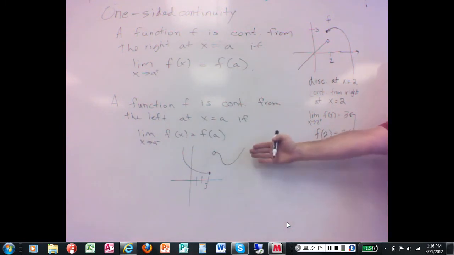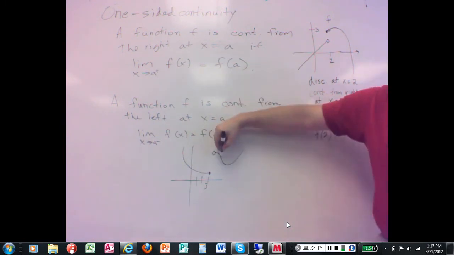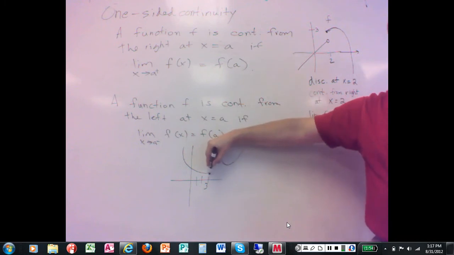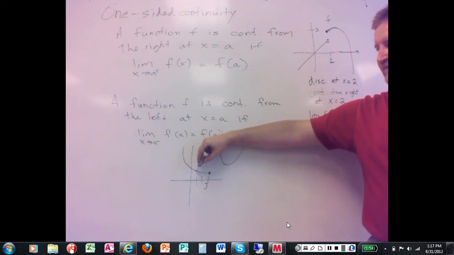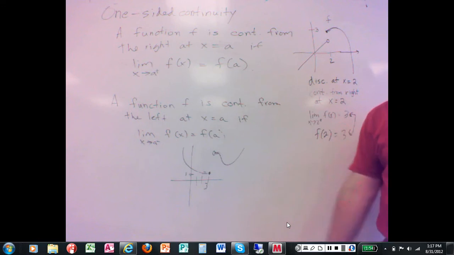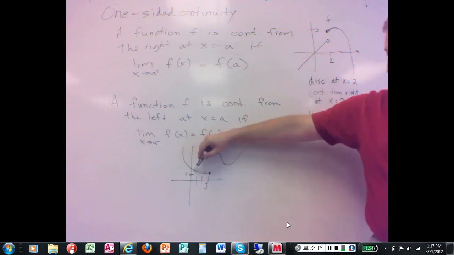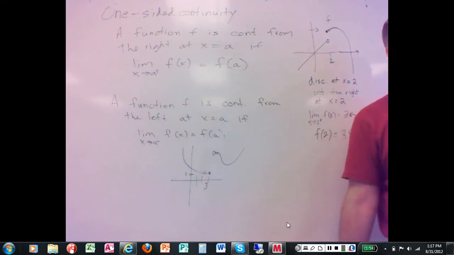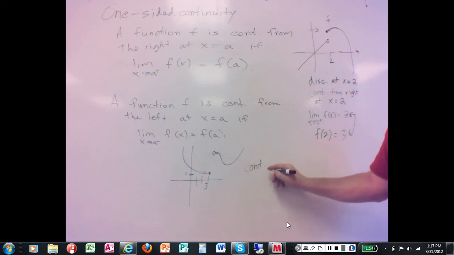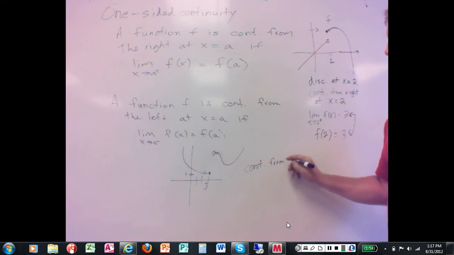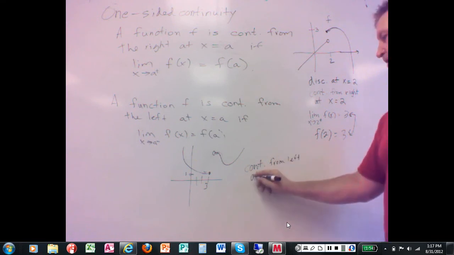That's continuous from the left, isn't it? Because as you come in from the right, you're coming up here, but the function value is down here. So it's not continuous from the right, because the limit's up here. But the limit from the left is coming into this value, which let's call it 1. The limit's coming in at 1, the function value's at 1, so that's continuous from the left at x equals 3 for that one.